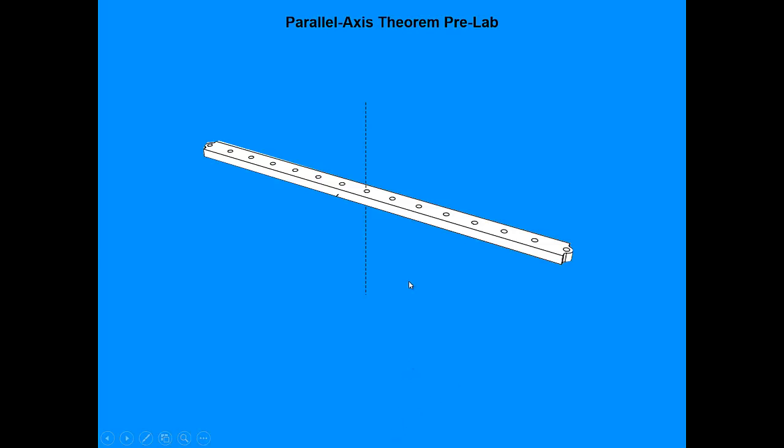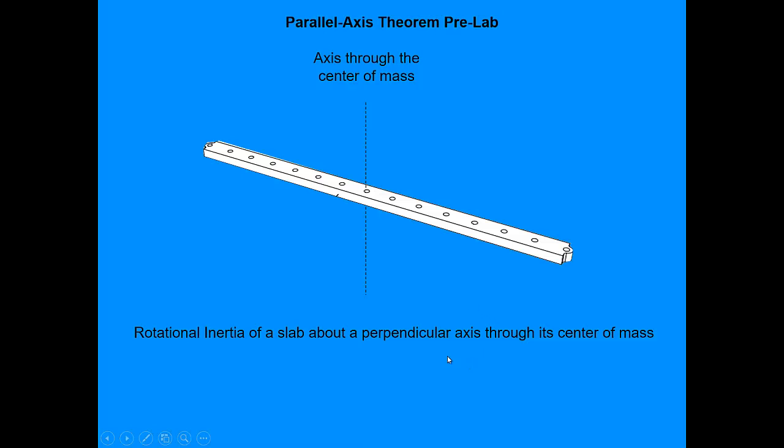So there's the center of mass. This is an axis through the center of mass, through the center hole. And we're going to have to figure out here the rotational inertia of a slab about a perpendicular axis through its center of mass. That's what we're going to do the calc for.